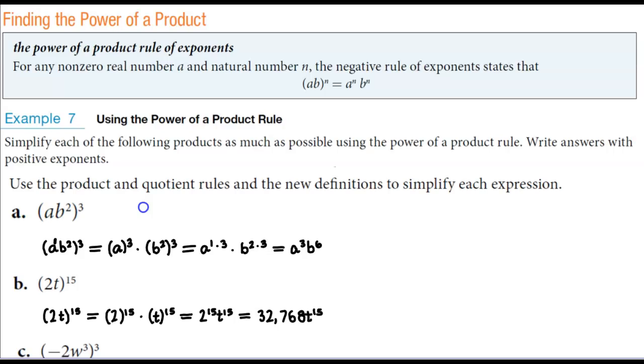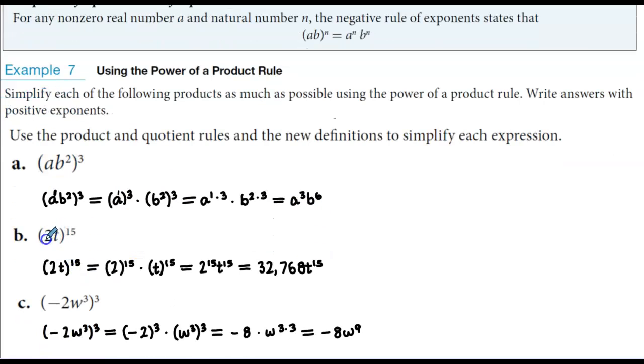So what we're going to do is distribute this power of 3 to both of the exponents. So we end up with a to the first power raised to the power of 3 times b to the second power raised to the power of 3. And then we're going to take a to the power of 1 times 3 times b to the power of 2 times 3. So 1 times 3 gives us a base of a to the exponent of 3 times b to the power of 2 times 3, which is 6.